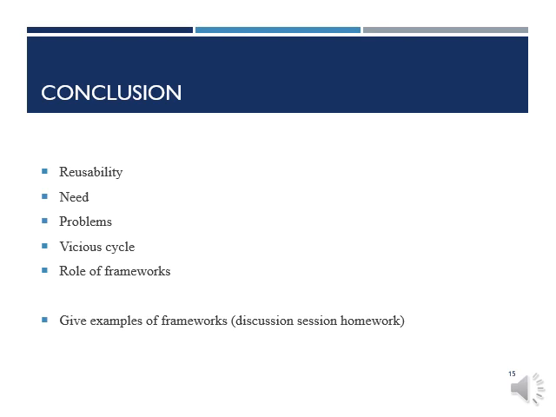The need is because software is becoming more and more complex, and thus there is a need for reusability. There are some problems behind this, and we have discussed the problems and also the reasons behind these problems. For these problems, software industries face a vicious cycle, and we discussed how we can break this vicious cycle, right? We also discussed frameworks, simple frameworks and object-oriented frameworks, and their role, right?